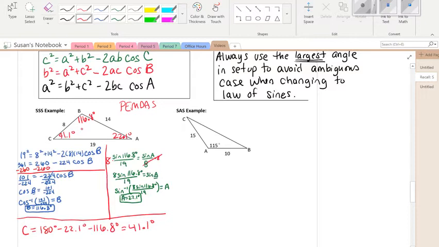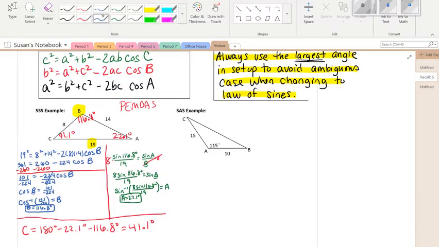So again, we solved for B first because of this note. It always uses the largest angle in the setup to avoid the ambiguous case when changing to the law of sines. So this was the largest angle because this is the largest side. So if you have side, side, side, keep that in mind. So let's go ahead and solve the next triangle.